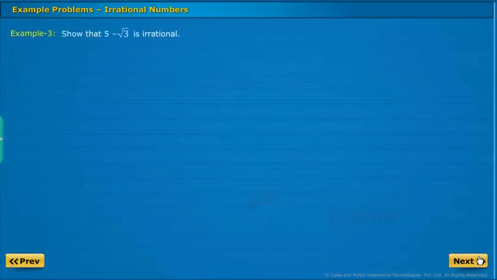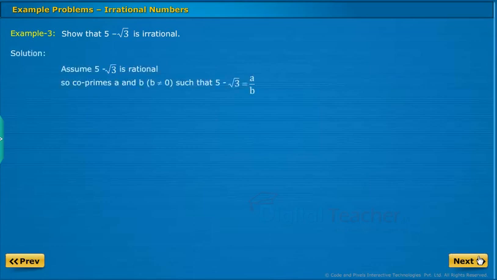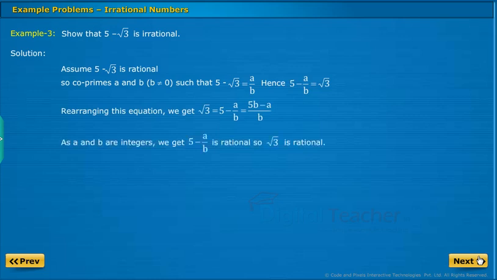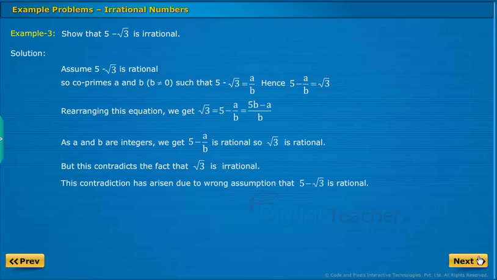Example. Show that 5 minus root 3 is irrational. Solution. Assume the given one is rational. So by the above statement, co-primes a and b, b not equal to 0, can be found such that 5 minus root 3 is equal to a by b. Hence, rearranging the equation, as a and b are integers, we get root 3 is rational. But this contradicts the fact that root 3 is irrational. This contradiction has arisen due to the wrong assumption that 5 minus root 3 is rational. Hence, we conclude that 5 minus root 3 is irrational.